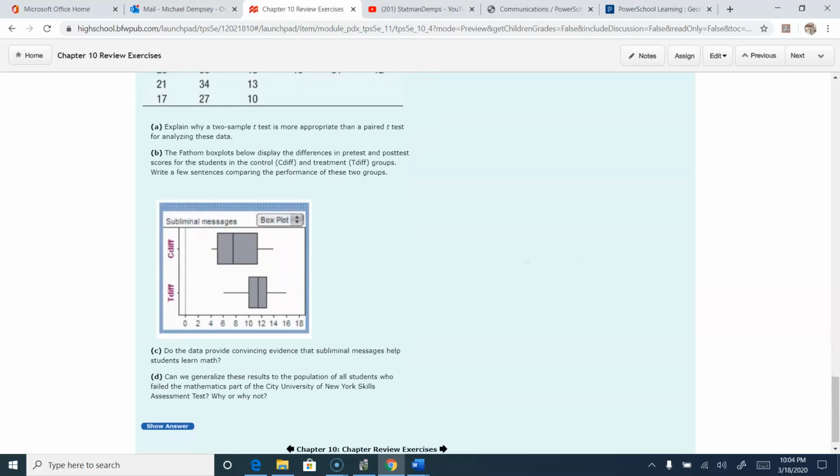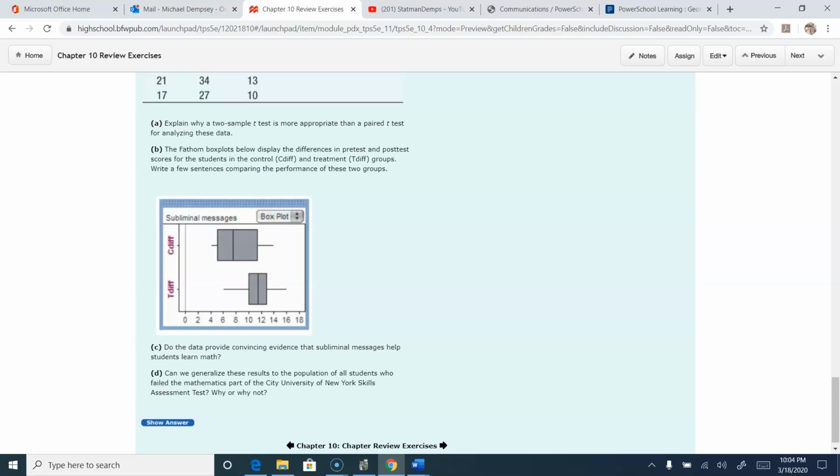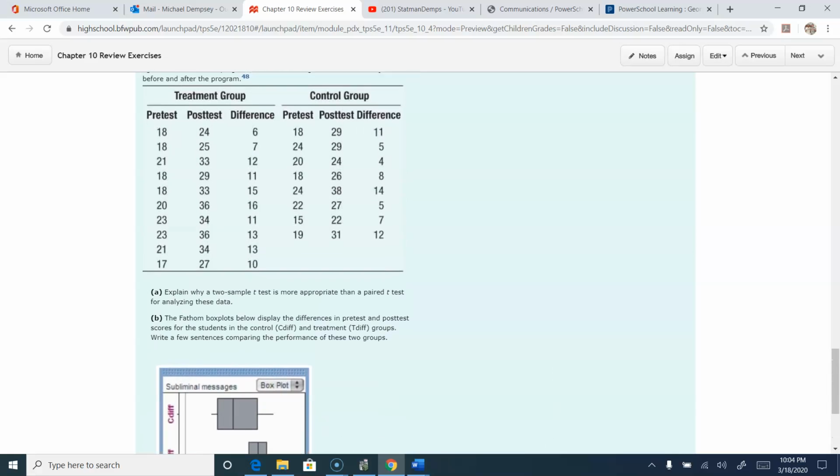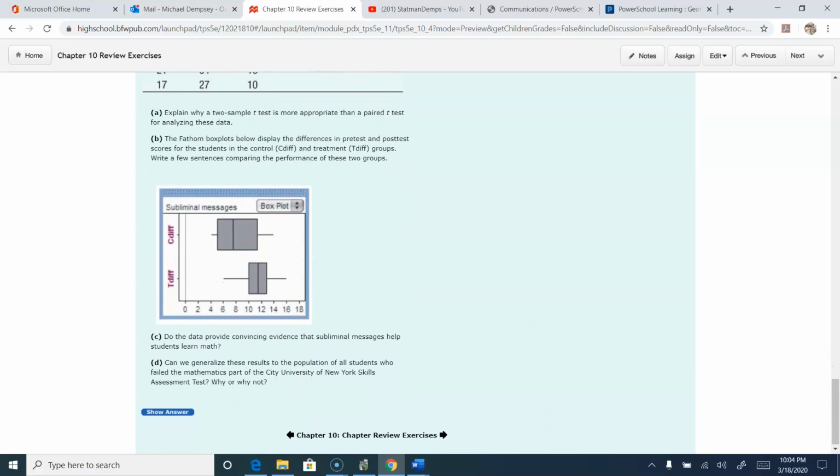And then part B, we have the box plots from Fathom. Hopefully we know what we want to talk about here, right? SOCS: shape, outliers, center, and spread. So the shapes for both of these, hopefully keeping in context, the shape of the treatment group and the shape of the control group are both roughly symmetric with no outliers. Okay, so we covered S and O, no outliers.